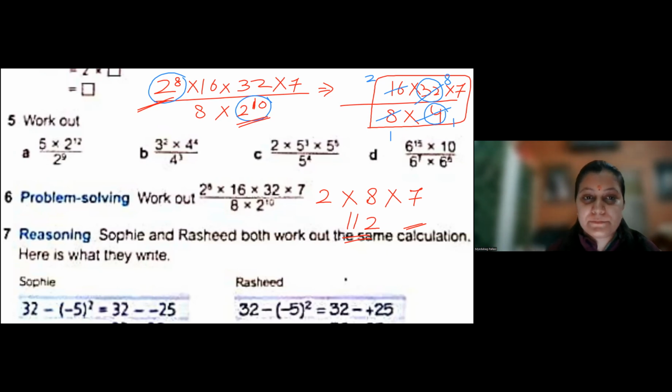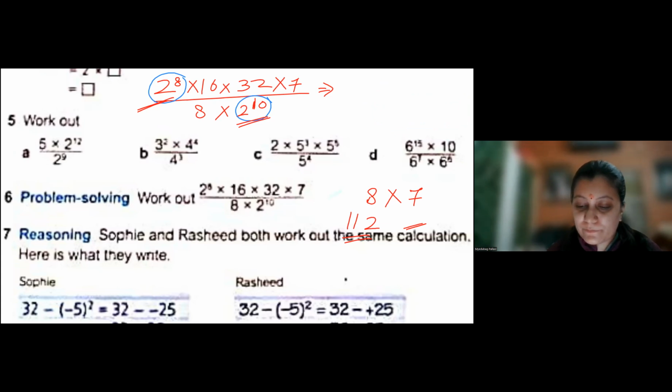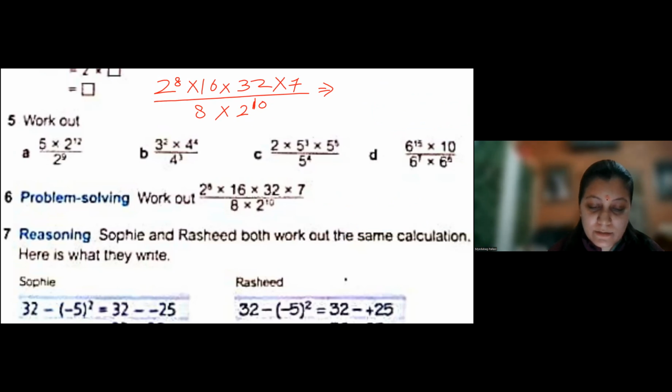Done? Okay. Now see what is another way of doing it. Let me erase this. Now what we can do is, we see that we have 2 to the power 8 over here, 2 to the power 10 over here. Now we'll see out of the remaining numbers, 16, 32, 8 and 7, we'll try to convert these also.